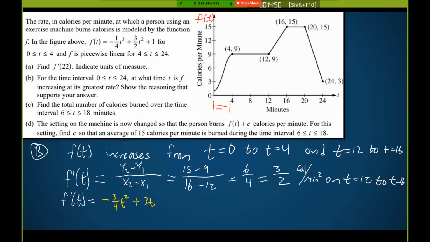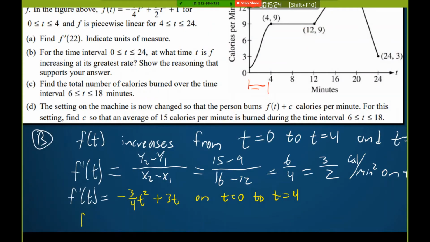Okay, in order to figure out at what time between 0 and 4 this is growing the fastest, we can maximize this derivative. So to maximize a function, normally we derive it, set the derivative equal to 0, and solve for x, which is what we're going to do here. So this is our rate from t equals 0 to t equals 4. And to find the maximum, we'll have to derive this again and set it equal to 0 to solve for x. F prime prime of t.